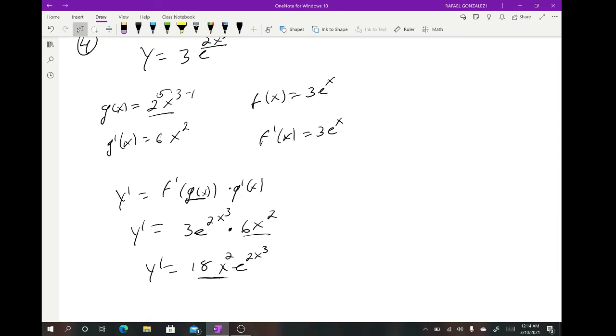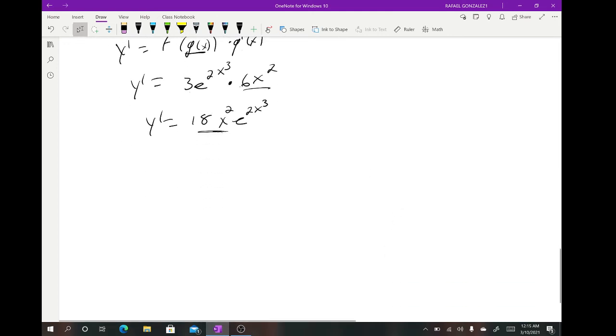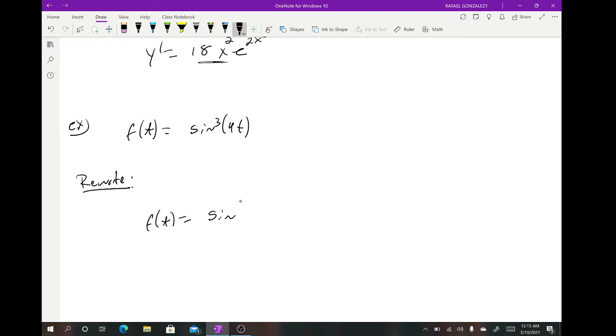Okay, let's talk a little bit about when we have to apply the chain rule more than once. I did an example like this. There was the last example, the second to last example in the first video of this lecture, which was a little bit longer. So let's try another one like that. What if somebody gives you, let's say, f of t equals sine cubed 4t? Well, the first thing you should always do is rewrite it so that it looks better. We could rewrite this as simply sine of 4t cubed.